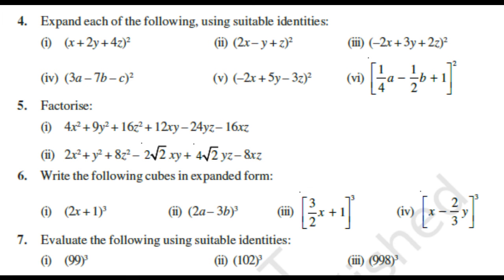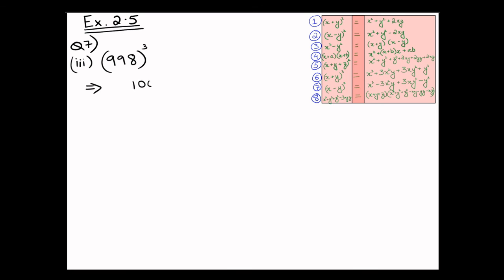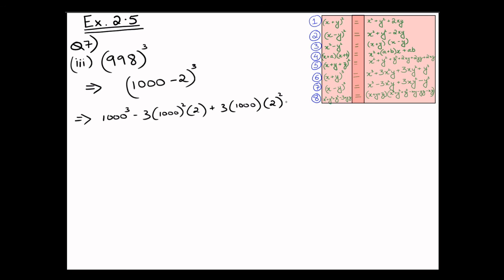The third part is 998 whole cube. This can of course be written as (1000 - 2) whole cube. And we'll fit this in identity number 7. That gives us 1000 cube minus 3 into 1000 square into 2 plus 3 into 1000 into 2 square minus 2 cube.